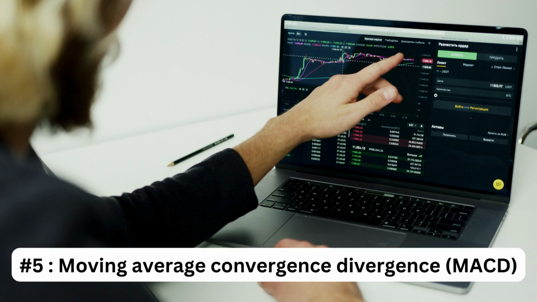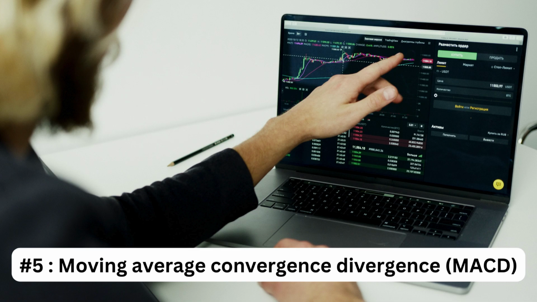Number 5. Moving average convergence divergence, MACD. The moving average convergence divergence indicator helps traders see the trend direction, as well as the momentum of that trend. It also provides a number of trade signals. When the MACD is above 0, the price is in an upward phase. If the MACD is below 0, it has entered a bearish period.